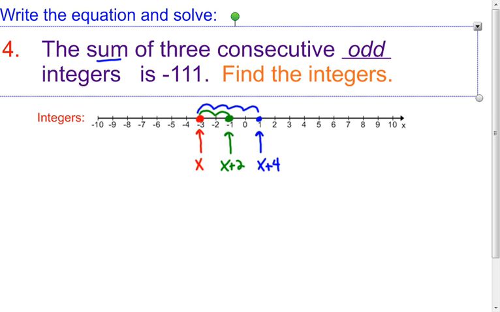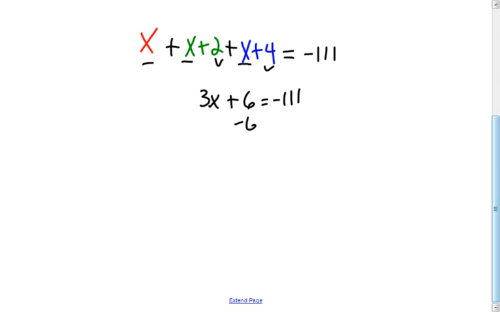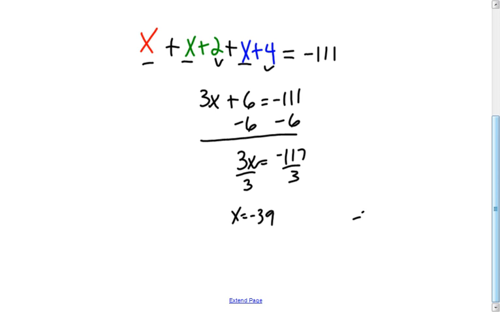Now again, I'm doing sum, which means I'm going to add x plus the next one, which is x plus 2, plus the next one, which is x plus 4. And when I do that, I will get -111. So I have 1, 2, 3x plus 2 and 4 is 6 equals -111. So to solve for that, I will subtract 6, and I will have 3x equals -117. Divide by 3. And -117 divided by 3 would be -39. So the first number is -39.